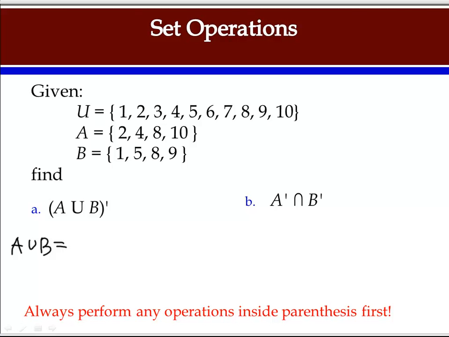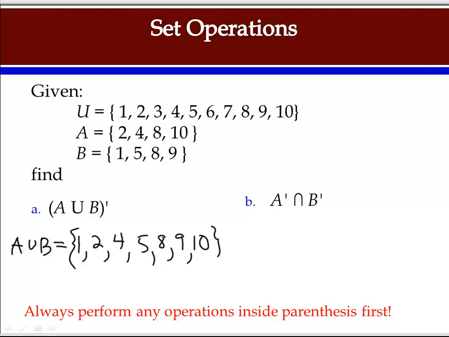is all of the elements from A and all of the elements from B. I'll try to list them in order. 8 is repeated, but we do not need to write it twice. So in our union, we have the elements 1, 2, 4, 5, 8, 9, and 10. But we're not asked to find just the union, we're asked to find the complement of the union.